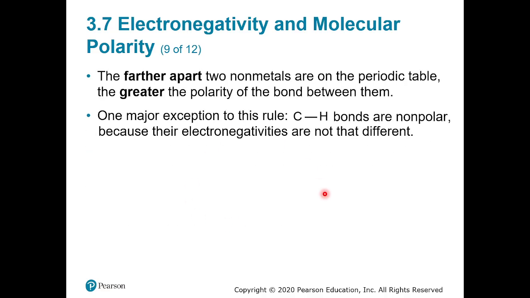Okay, so the farther apart two nonmetals are on the periodic table, the greater the polarity of the bond between them. There is a major exception to this rule, which is hydrogen. Hydrogen, if you noticed on the table before, has a 2.1 electronegativity. It should actually be close to carbon, about where boron is, essentially. Hydrogen is a weird exception because of its period. It only has two electrons, right? So it ends up looking like it's further, but it's not.